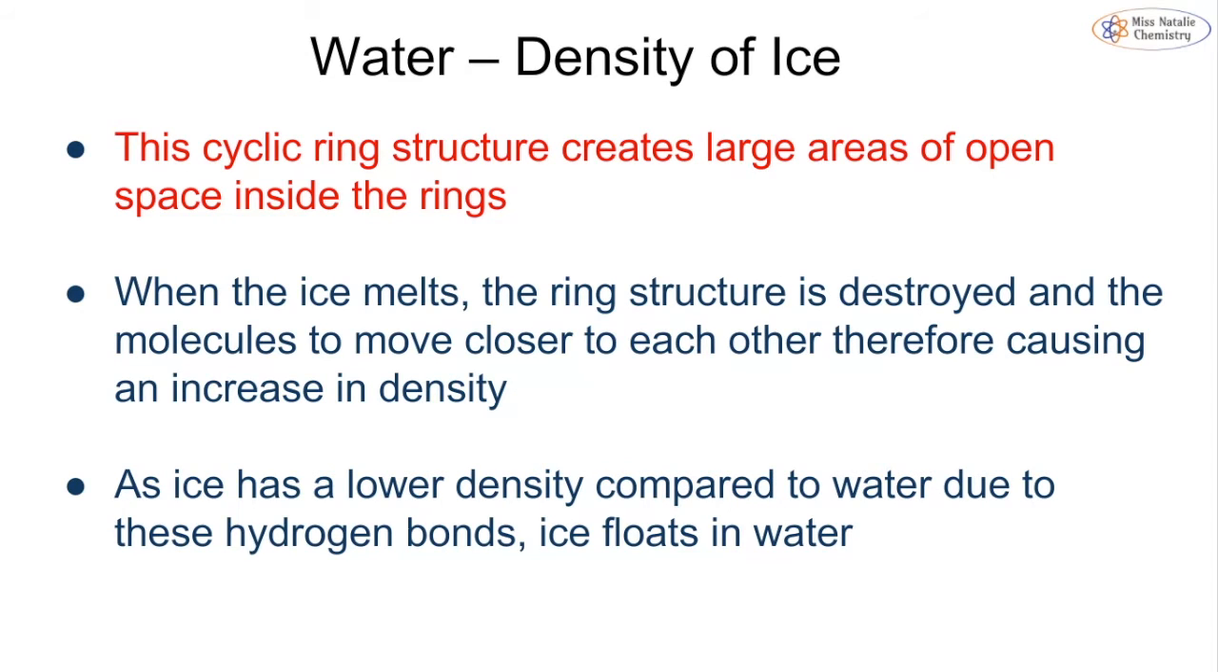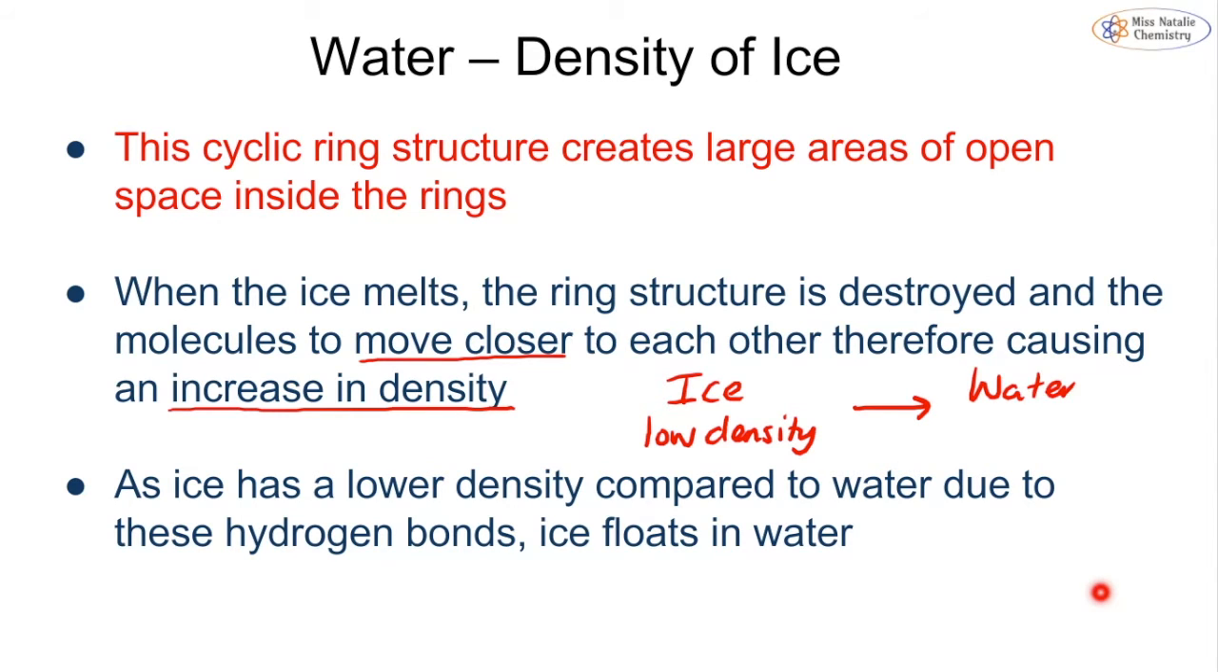When we melt the ice, that ring structure is destroyed because we're breaking those intermolecular forces. That causes the molecules to move closer, and we get an increase in density. So ice has a low density, and that is due to that ring structure, whereas water has a higher density. And because ice has got the lower density, it allows the ice to float on water. And it is all to do with the fact that the hydrogen bonds hold it in place.